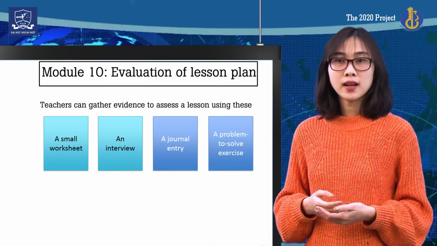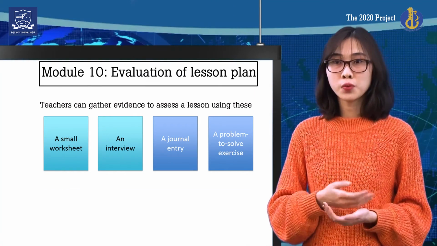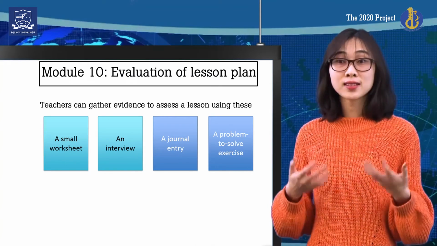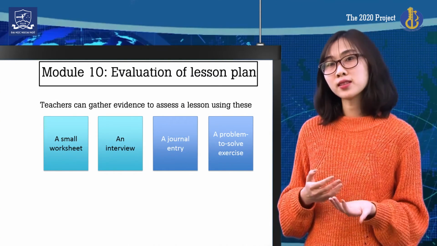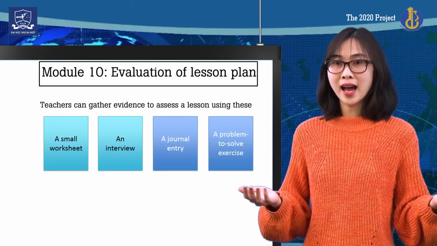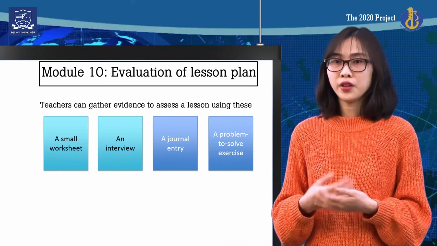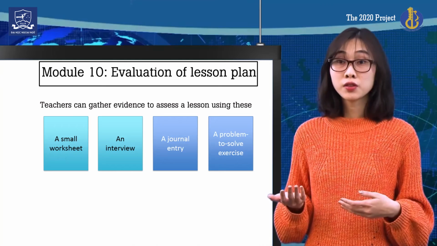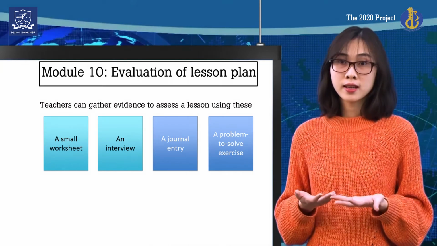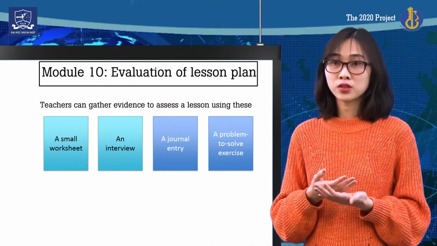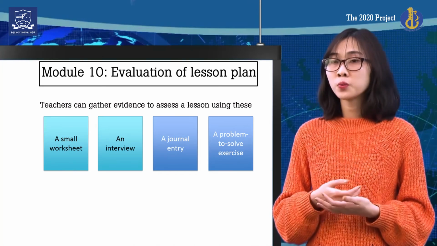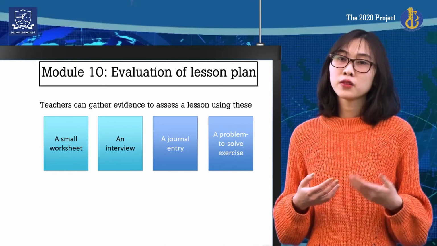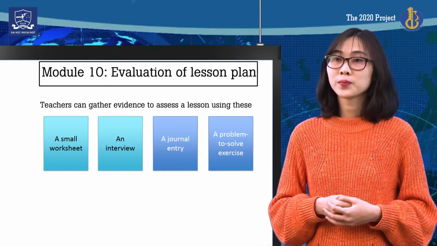For this reason, a developed lesson concludes with an assessment activity. The purpose is to assess teaching. To assess teaching, evidence must be gathered from students. There are many ways to do this. A small worksheet, an interview, a journal entry, and a problem to solve exercise are some of the possible sources of evidence that help determine if the teaching has gone well.